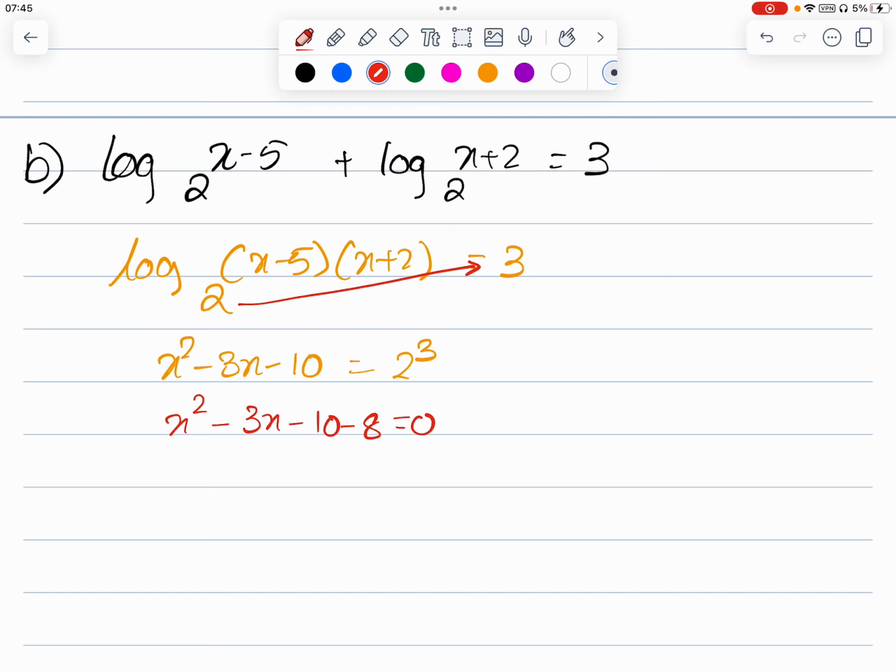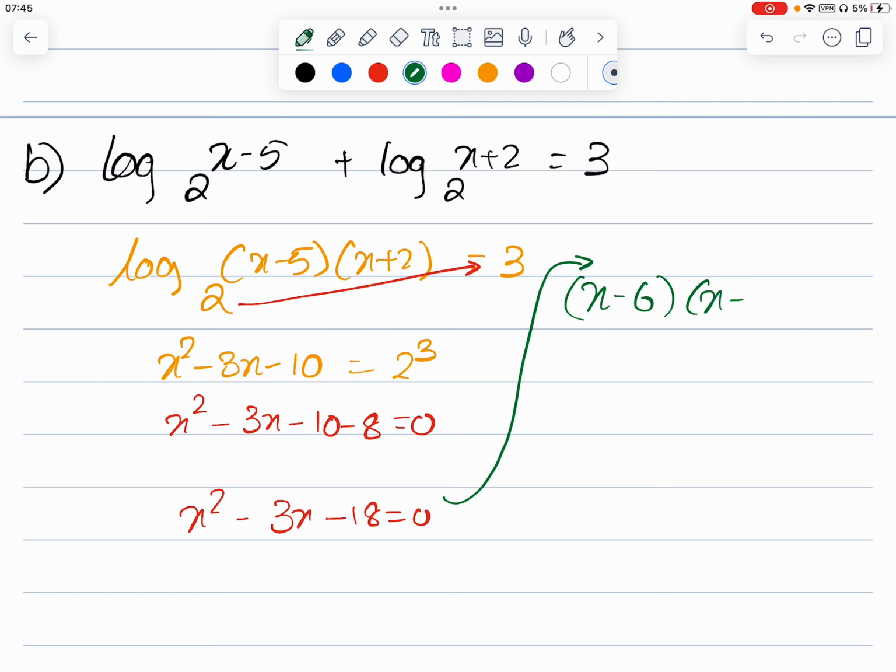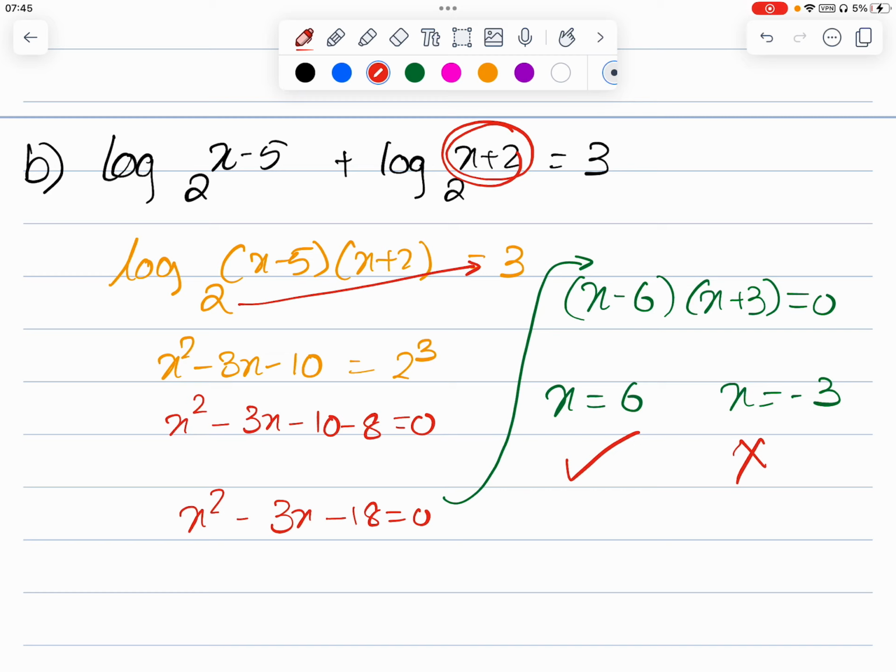So what do I get from there? x^2 minus 3x minus 18 equals 0. So factorize: (x minus 6)(x plus 3) equals 0. So x equals 6 or x equals negative 3. Again, x equals negative 3 makes this term negative, so therefore it is rejected. So the only answer is x equals 6.